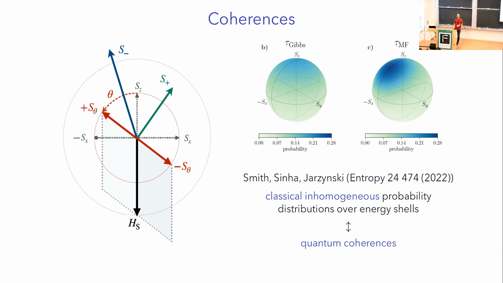This classical mean force state, we can see, has these inhomogeneous distributions over energy shells. So again, this correspondence seems to be quite strong, and it's quite interesting that some things that have been attributed to quantum coherences have a very clear classical counterpart.